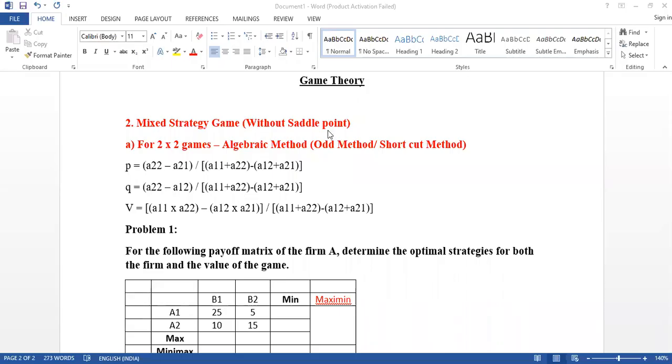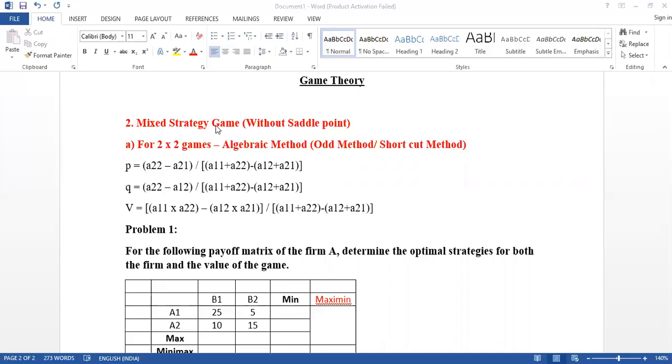This session is on game theory. The topic which will be covered in this session is mixed strategy game. As we discussed in our last lecture on game theory, numerical problems of game theory can be classified into two categories. First, pure strategy game, which we have discussed in our last session. Second is mixed strategy game, which is the subject area for this session, right?